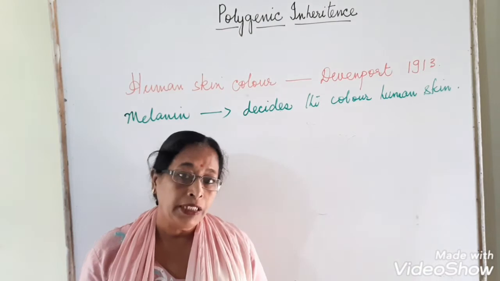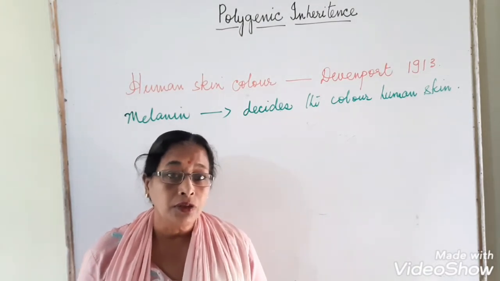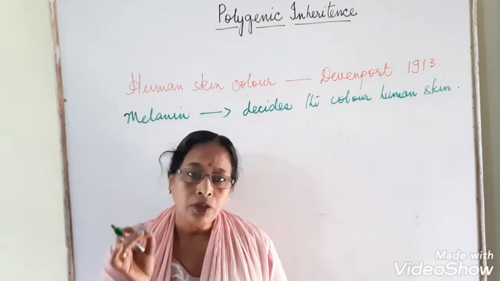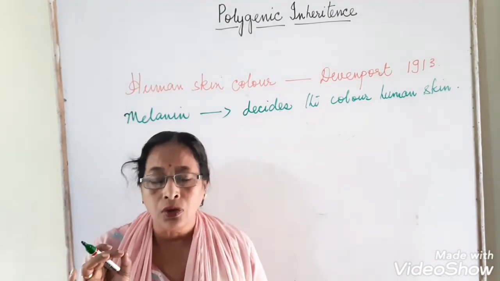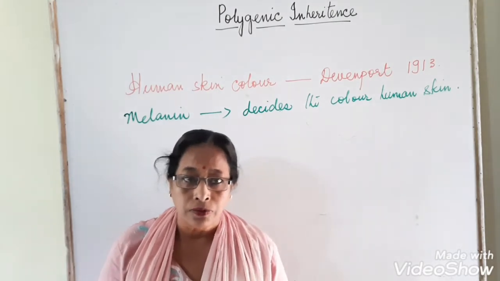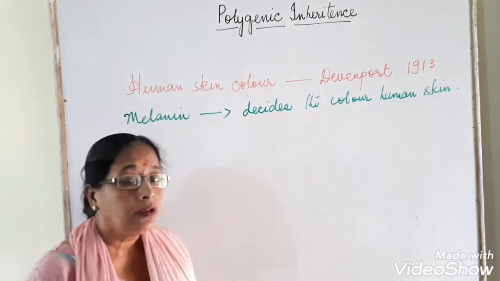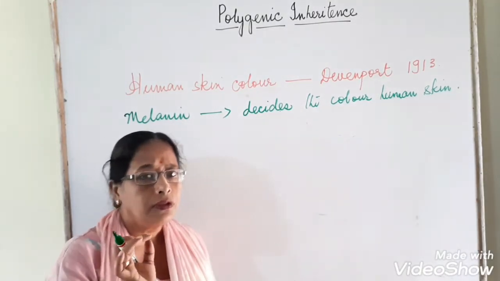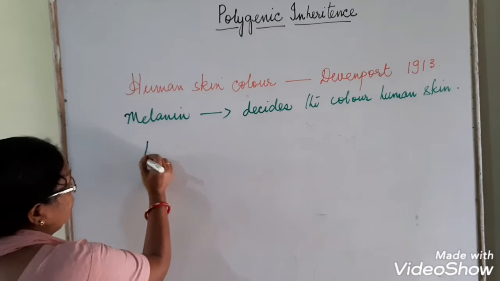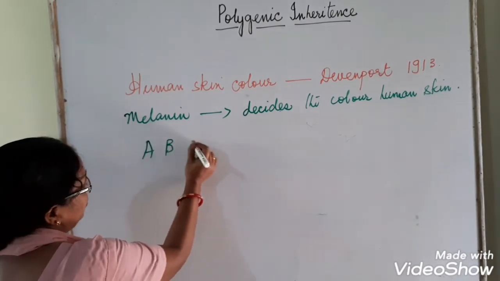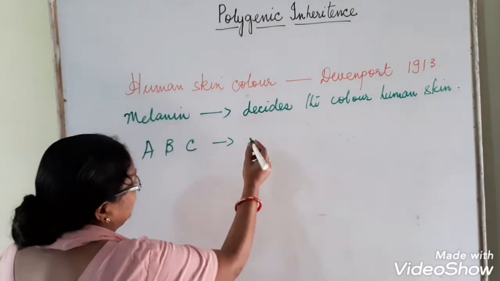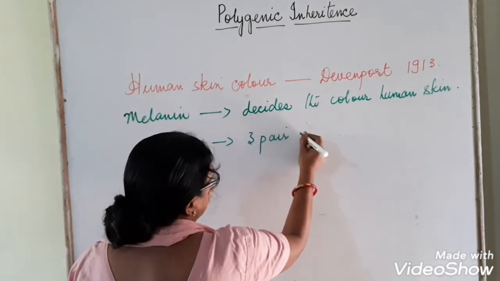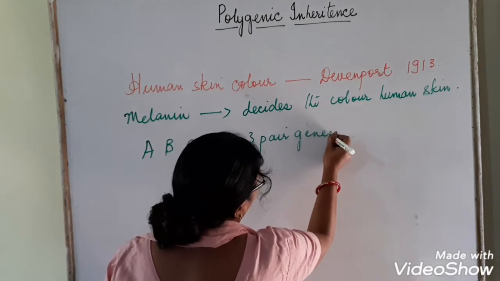Now, the amount of melanin present in the skin is determined by several pairs of genes which are located at different loci of the chromosome. So, we can take a hypothetical example. Say, 3 pairs of genes A, B and C. These are 3 pairs of genes which decide the color of the skin.